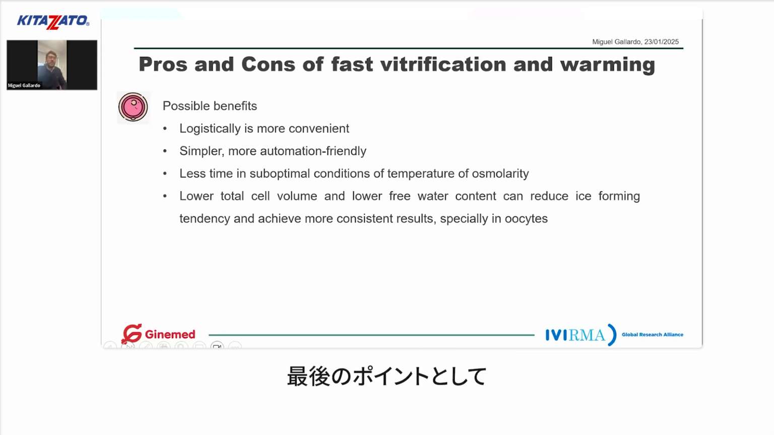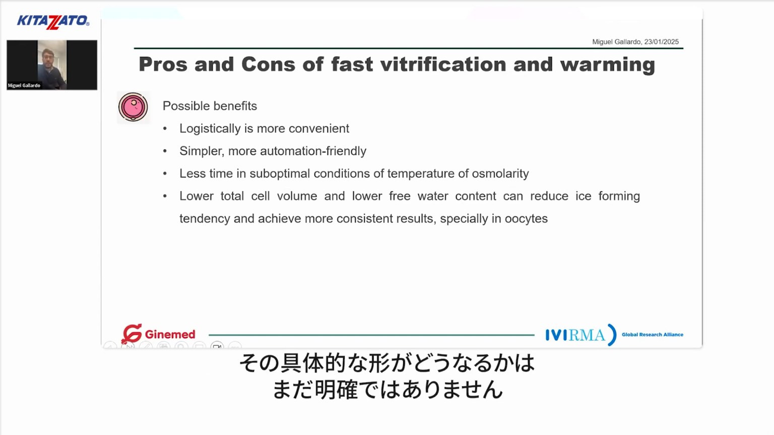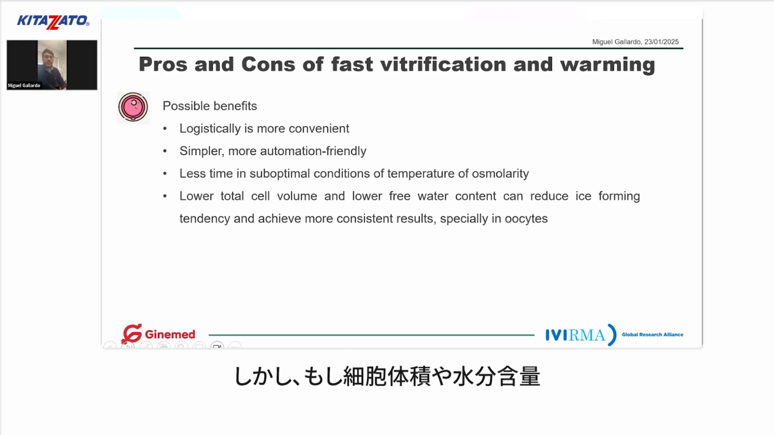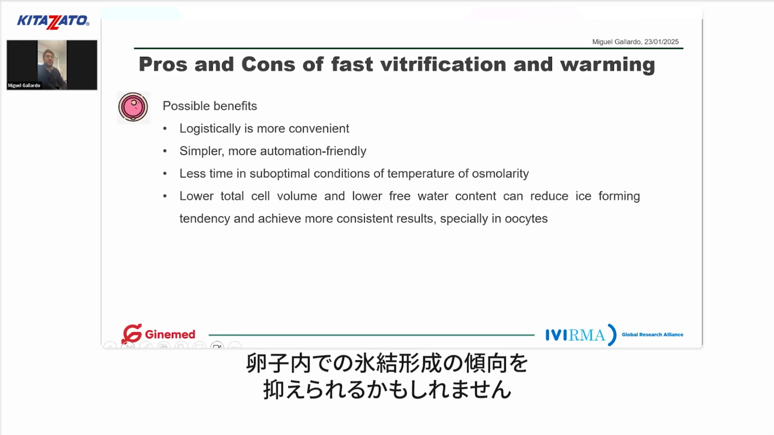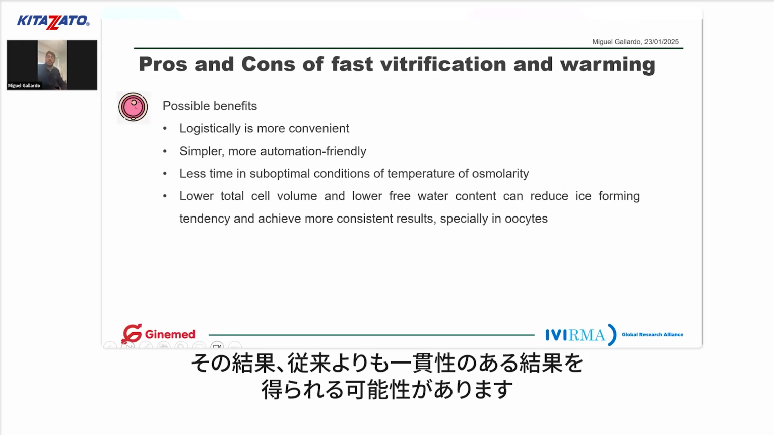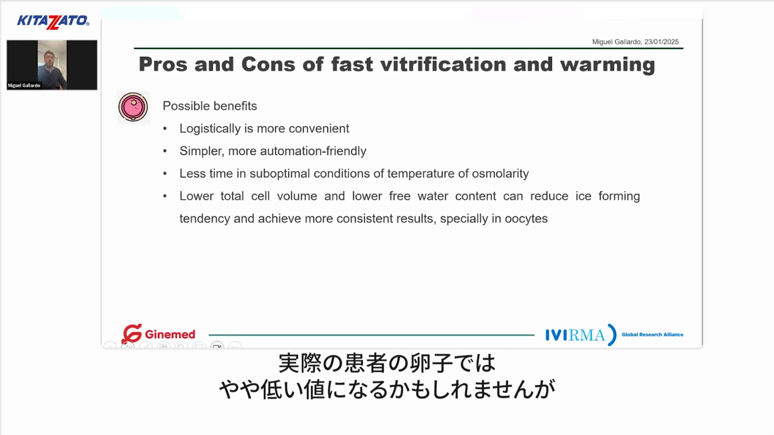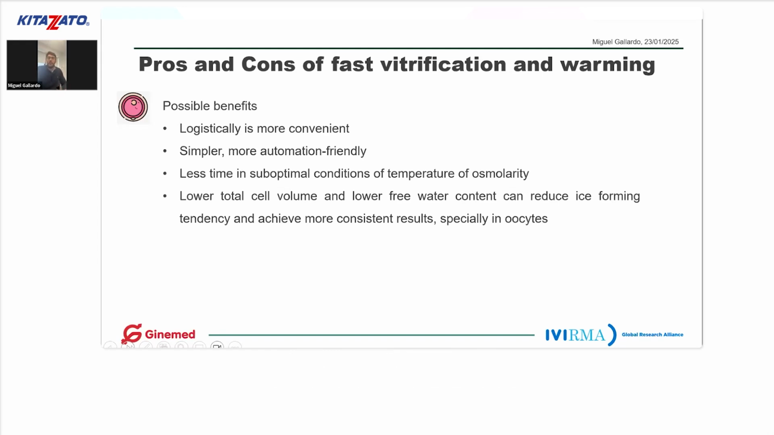And the last point is that maybe a different protocol from the standard, I don't know in which shape or form exactly, but if we are achieving a lower cell volume, a lower free water content, we could reduce the ice forming tendency of the oocyte. So it is possible that we can even achieve more consistent results. I don't know about blastocysts, but especially in oocytes, because in donors we get 90% survival. When we are talking about patients, maybe we go even lower. So there is room for improvement, and I'm looking forward to seeing what's coming next.